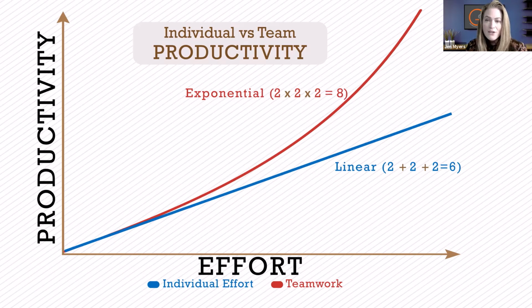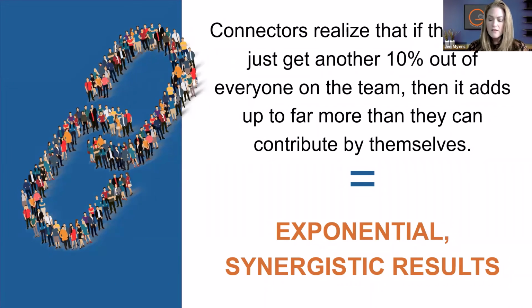But leaders who are connectors realize that if they could just get another 10% out of everyone on the team, but get it working towards a common goal or a common direction, then it adds up to far more than they can contribute individually, right? Leadership is influence. Leadership is achieving results through others. It's all about others. But the reason connecting is such a skill is it's more complicated than just saying, okay, I'm going to get more out of others. It's not something you can just decide one day and voila, you're instantly a great connector on the next day. You have to learn how to connect.